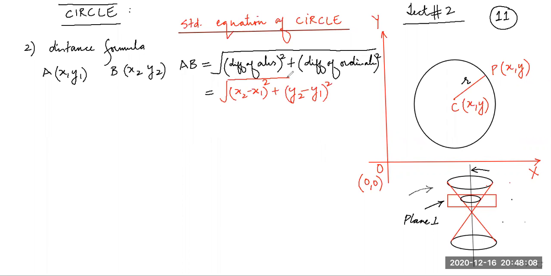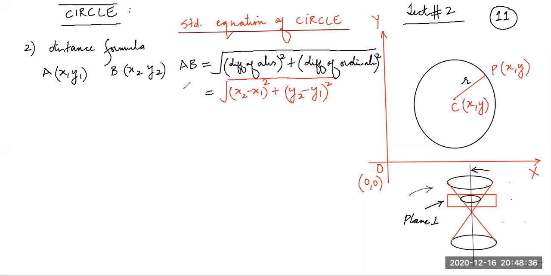Beautiful. Once you understand how the circle is generated and the distance formula very easily, you will be able to understand the equation of a circle. Now, how do you define a circle, students? A circle is the set of all points in a plane that are equidistant from a fixed point in that plane, and that point is the center of the circle, right?